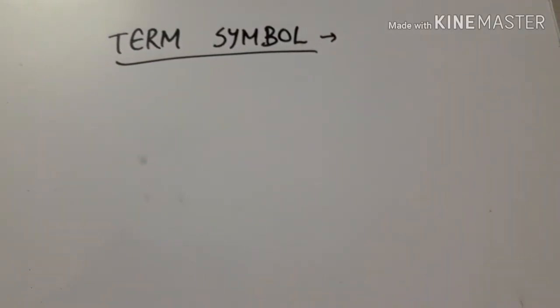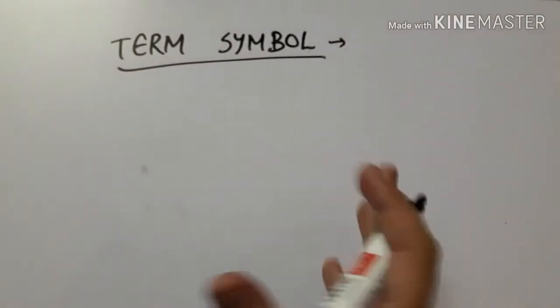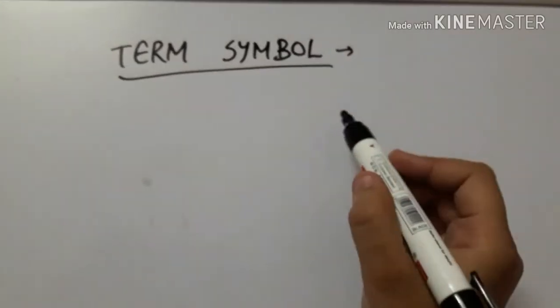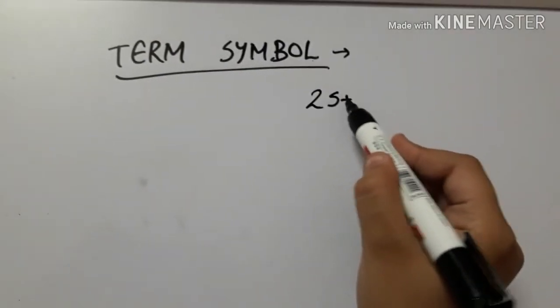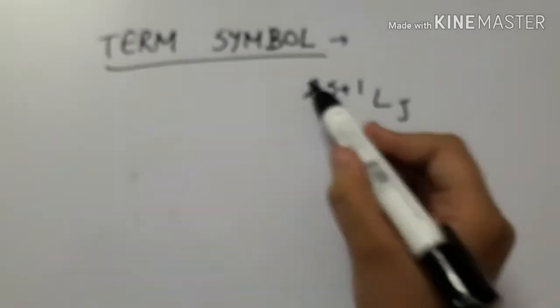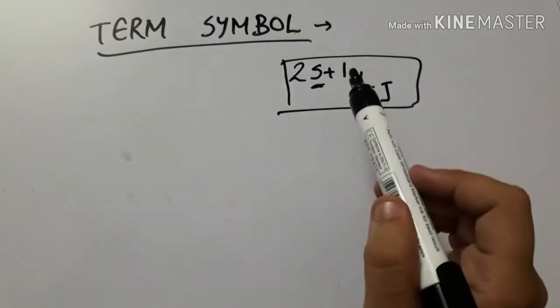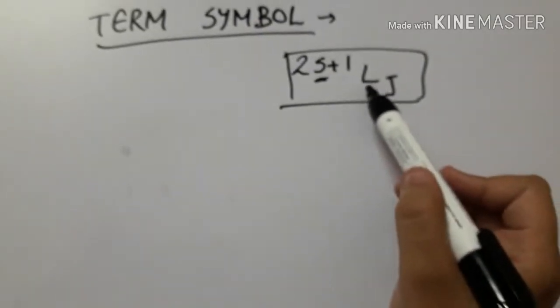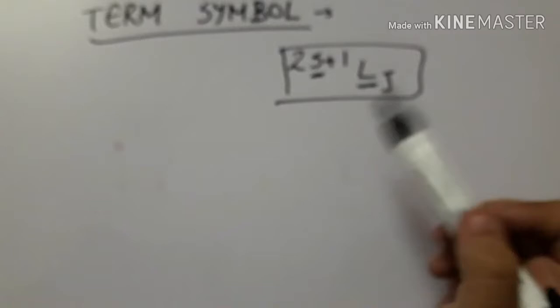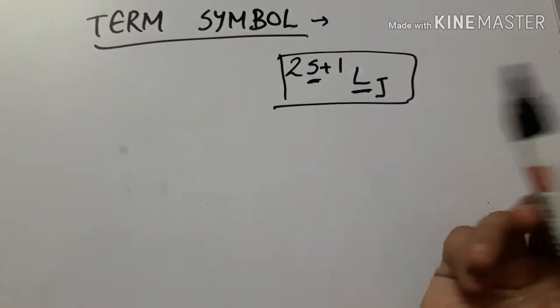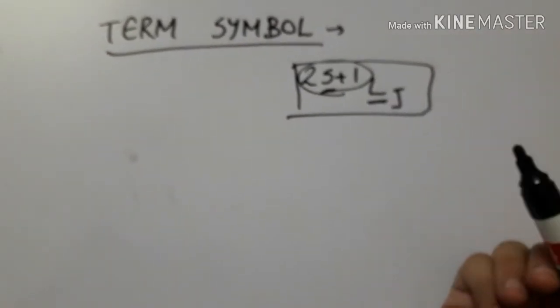After discussing the microstate, let us discuss the term symbol. It is used to indicate the electronic configuration and the resultant angular momentum of an atom. It is just another representation of the electronic configuration. So the term symbol can be represented by the general formula 2S plus 1 L J. Here S is the total spin angular quantum number, L is the total orbital angular quantum number, and J is the total angular momentum quantum number, and 2S plus 1 is the spin multiplicity.